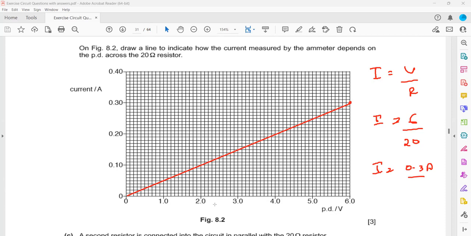This is a straight line which is passing through origin. It's with a constant gradient. And this is the Ohm's law. It states that if we increase the voltage, the current will also increase. Voltage and current are directly proportional to each other, or the ratio between voltage and current remains constant.